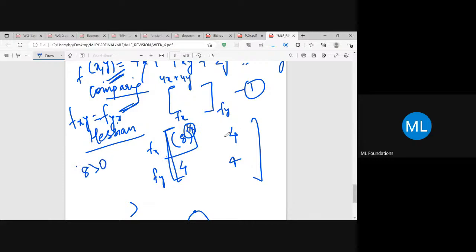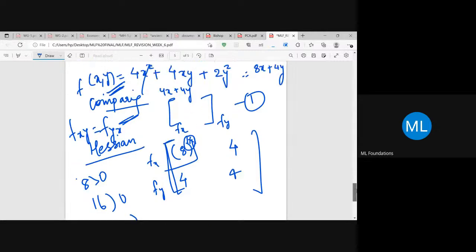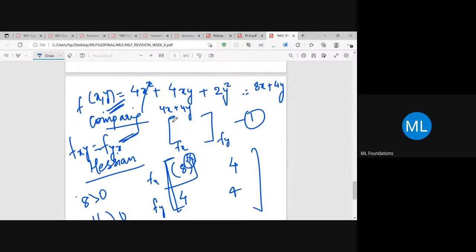Similarly, now calculate the determinant of this matrix. It is 32 minus 16, which is 16. So that is also positive. So whatever you told is correct, right? You can directly compare and get the matrices and then tell, or you calculate the Hessian matrix and then tell. Any problem in this question that I've discussed here?